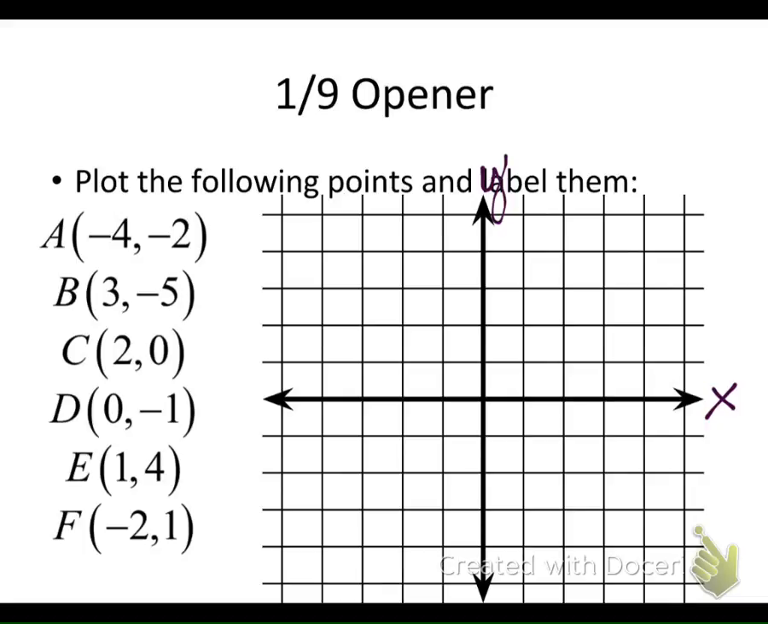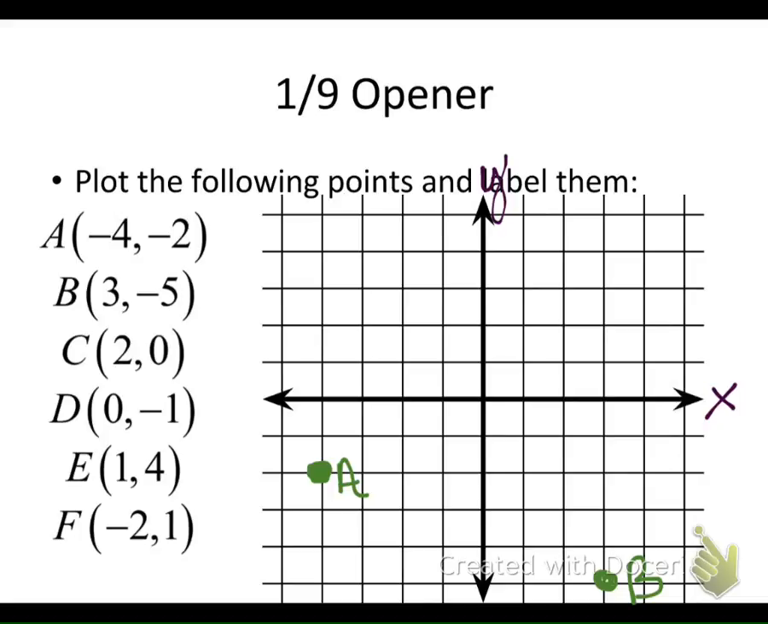Okay, so we're starting with Brendan. Letter A. Start at the origin. You're going to go to the left, -4. Okay. And you're going to go down, -2. And label it A. Letter B. Jemiah. Start at the origin. Go right. Okay, and go down. And label it B. Nice.